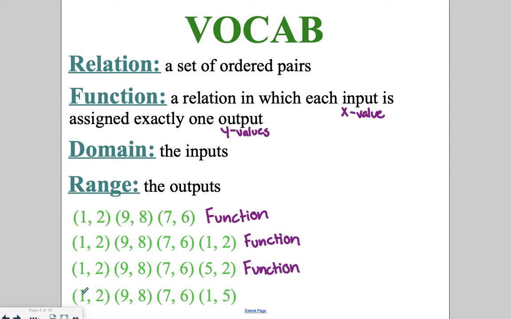This last one, 1 goes with 2, 9 goes with 8, 7 goes with 6, and 1 goes with 5. This is not a function. The reason being is that our x value of 1 is getting two different answers. So it is not having each input going to one output. That input is going to two different outputs. So that is not okay.